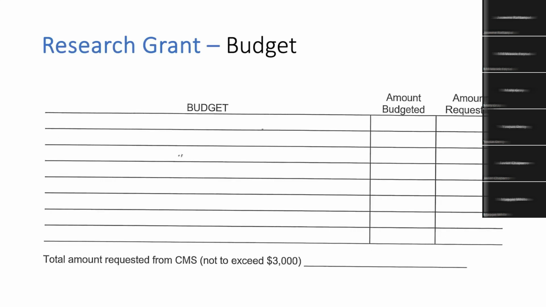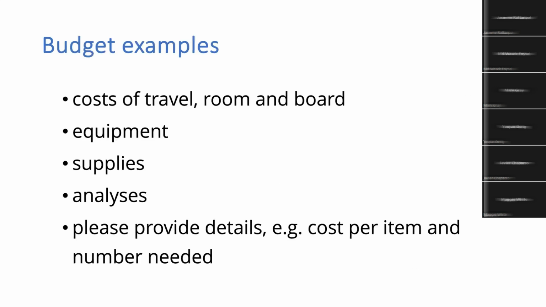And for your budget, we give you several lines, and if you need to, you can fill out a small text box here to explain all the details. But we do want to see, like, I need to buy 10 sieves and each one costs $200, or I need to run these analyses and each analysis costs $50 and I'm going to run 5.